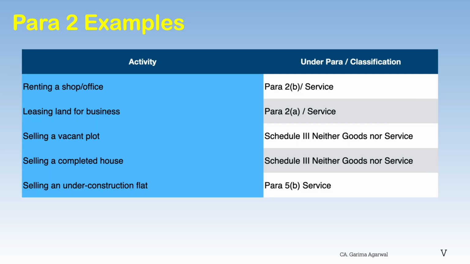Now let's take some examples of para 2. First is renting a shop or an office. Again, it's a service. Then leasing land for business. Again, it is a service. Selling a vacant plot, that is just a vacant plot or a land. It is neither goods nor service. Outright sale of a completed building or a land is neither goods nor service.